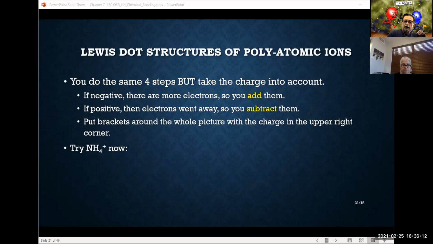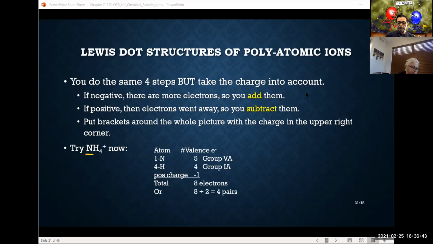So nitrogen, and I may have mentioned this, but if I didn't, I'll do it again. Normally, 99% of the time when you see a formula written out, the first element is the central atom. So if it's not given to you, you can probably assume pretty safely that the first element is the central element. All right. So we do what we've done before.